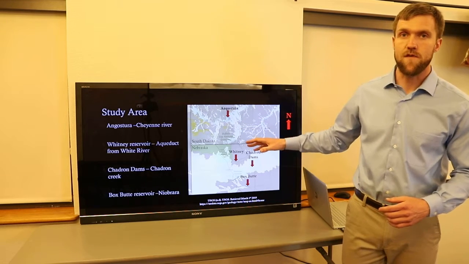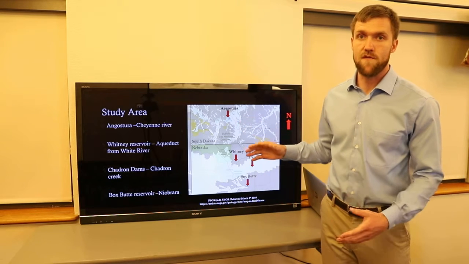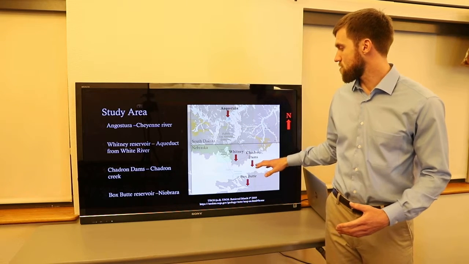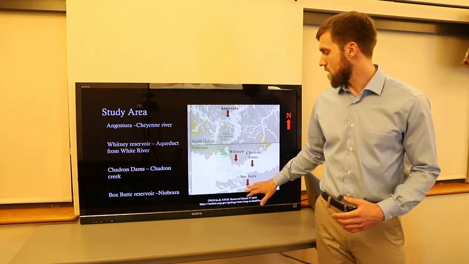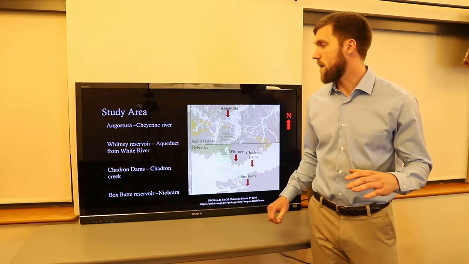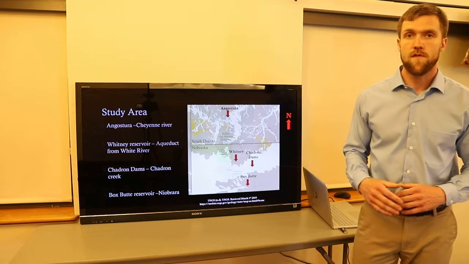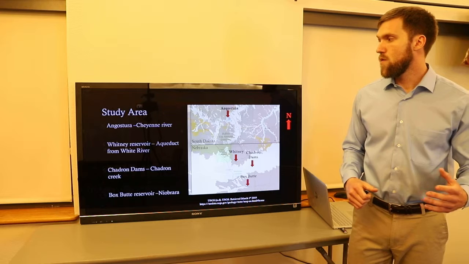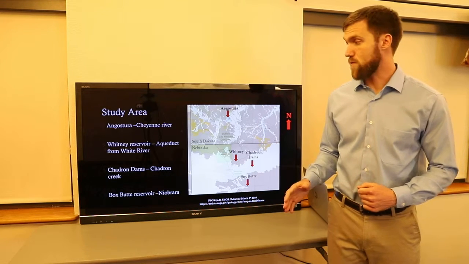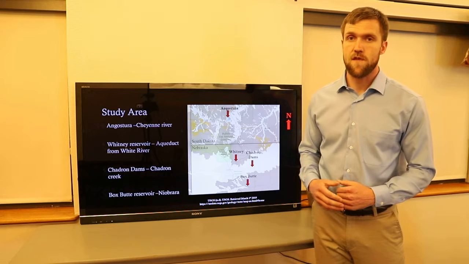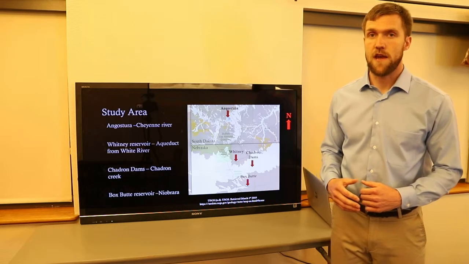Angostura lies kind of in the foothills of the Black Hills. Whitney is in between the Black Hills and the Pine Ridge. The Chadron Dams lie within the Pine Ridge, and then Box Butte lies up above the Pine Ridge. Angostura receives water from the Cheyenne River. Whitney Reservoir receives water from an aqueduct off of the White River. The Chadron Dams are supplied by Chadron Creek, and Box Butte is supplied by the Niobrara.